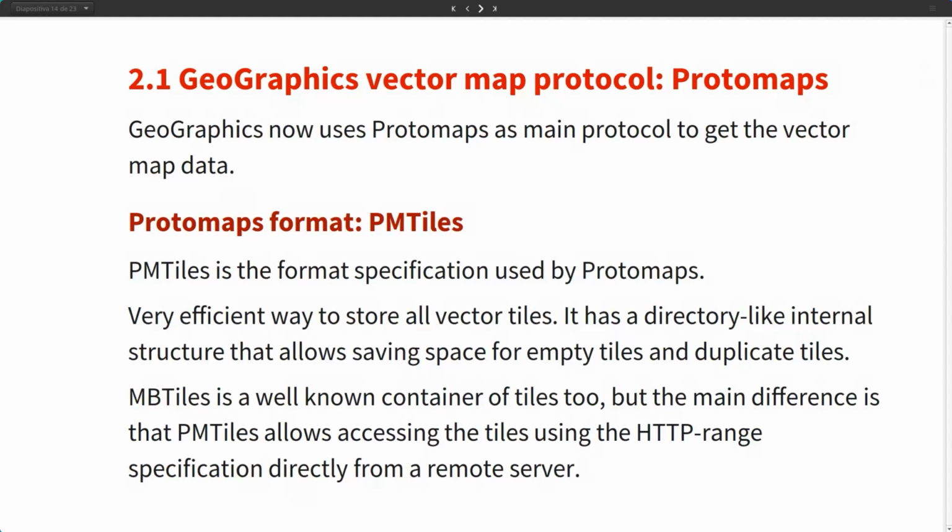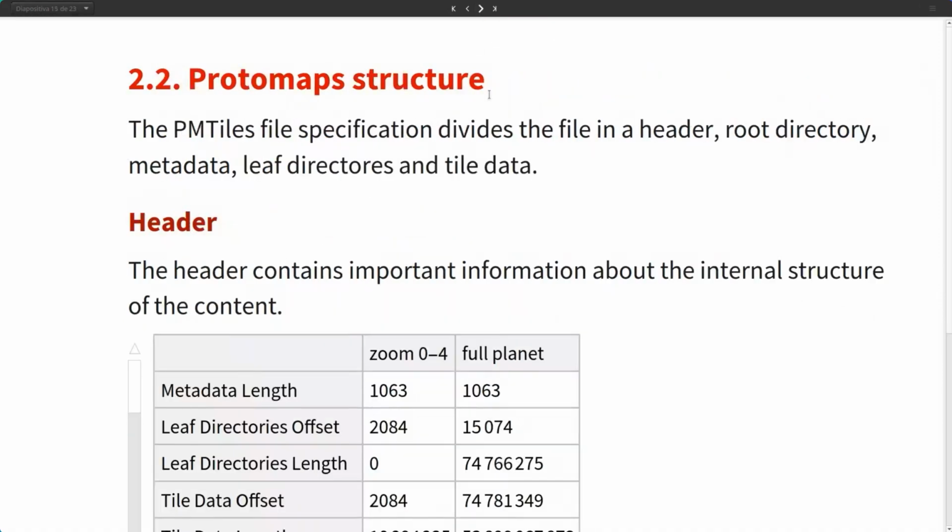The main difference is that PMTiles allows accessing via HTTP range. So any server with an HTTP range specification can be used as a server for these PMTiles, while MBTiles is something that you have to use only locally, because it's basically a SQLite database containing all the tiles. Also, PMTiles is very compact because it removes duplicate tiles, etc. I will talk a bit more about that.